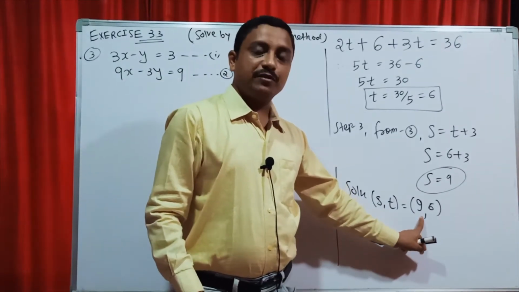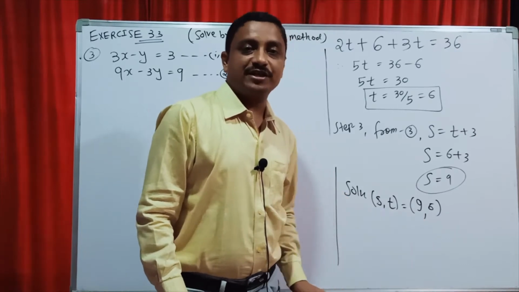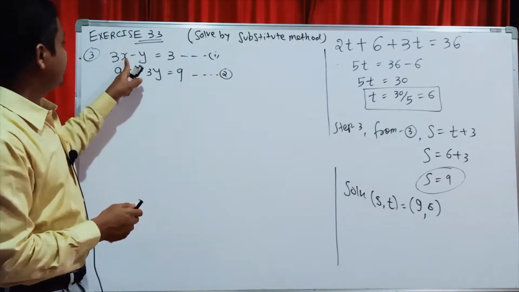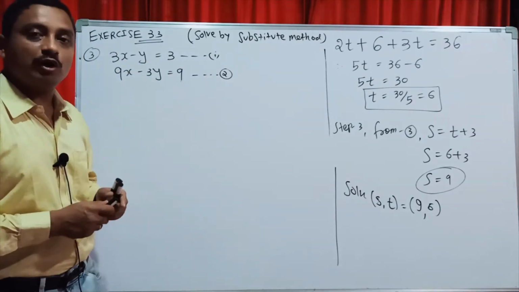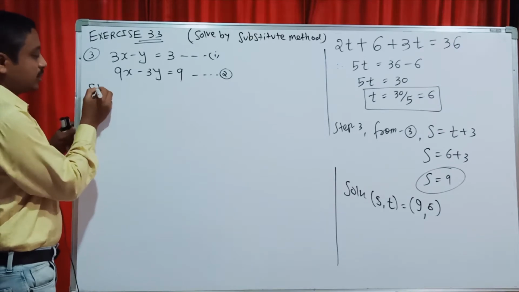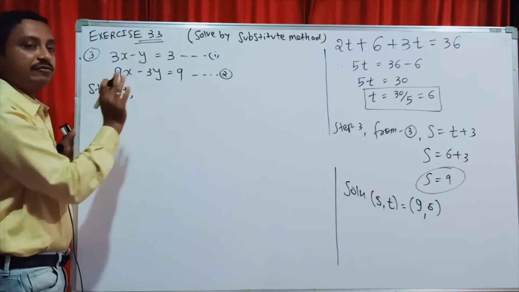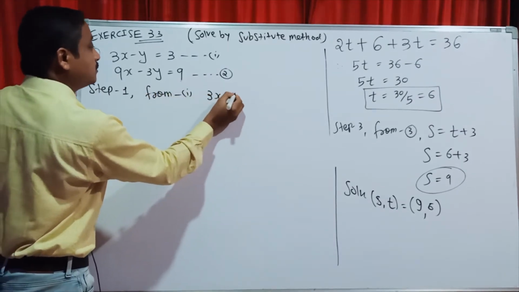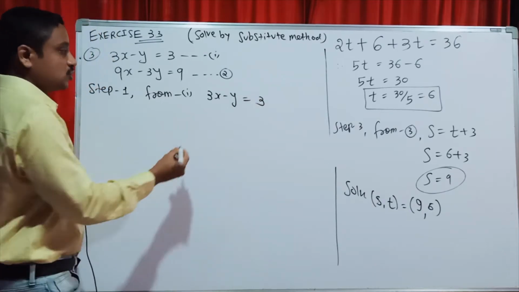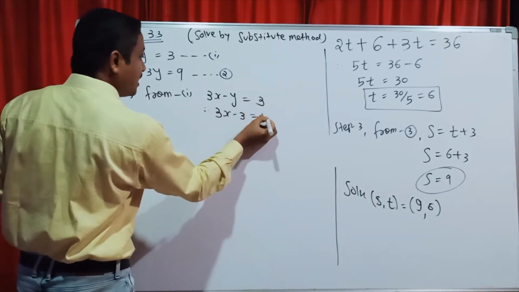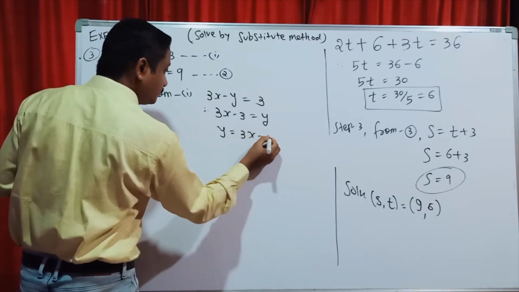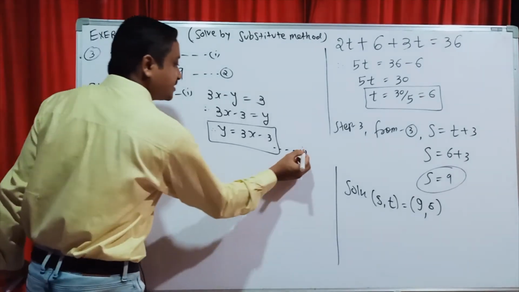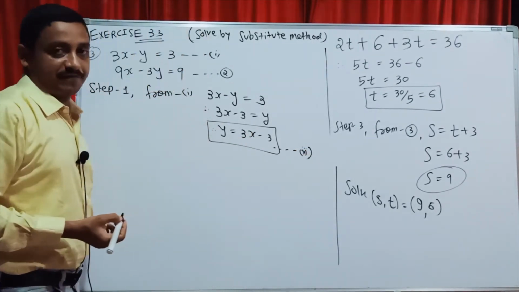After completing our previous questions with the answer 9, 6, I go to the next question, the third one. Third is 3x minus y equal to 3 and 9x minus 3y equal to 9. Same method. Step 1, you start with any one equation. I go to the first. From the first, 3x minus y is equal to 3. So what is y? Yes, y is 3x minus 3, and that is equation number 3.